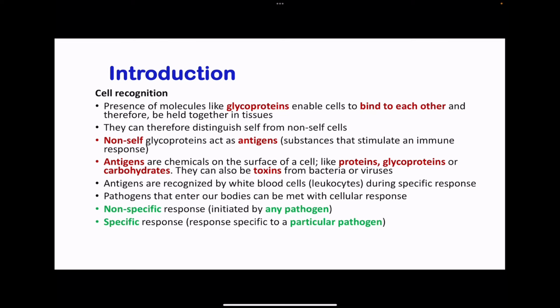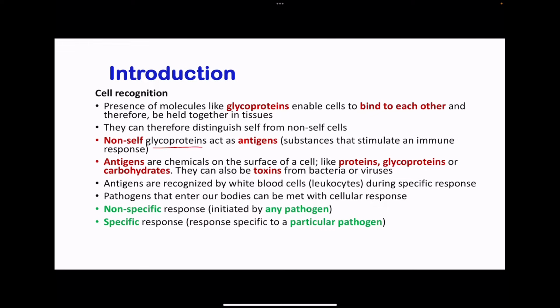Beginning with cell recognition. Cells have surface molecules, and examples of these are glycoproteins. These help them to bind onto each other, and this allows them to be held together in tissues. Also, they can use these surface molecules to distinguish self from non-self, meaning immune cells are able to distinguish between body cells as well as foreign cells.